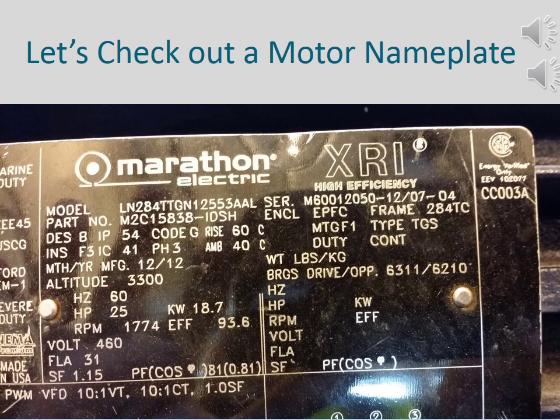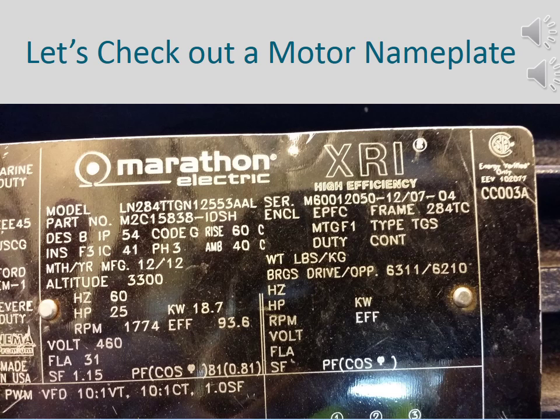Reading a motor nameplate. We are a small system and we are going to have to do what is called a desktop evaluation on this piece of equipment. In order to do a desktop evaluation, we need to be able to read and make sense of our motor's nameplate. All motor nameplates have the same basic pieces of information on them that we need to understand.